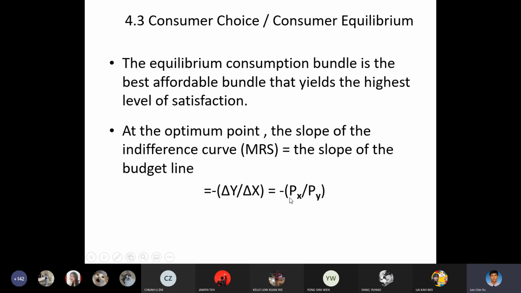You can see that, but other than this, just now I also showed you that we have MUx over MUy, which also represents the same meaning. Remember, because here it is marginal utility.